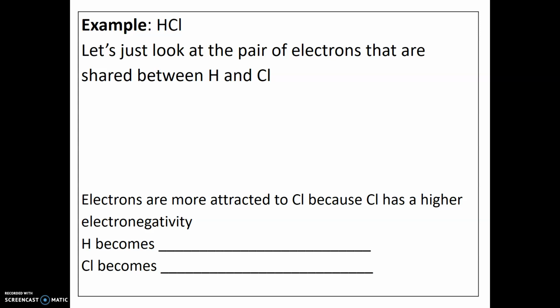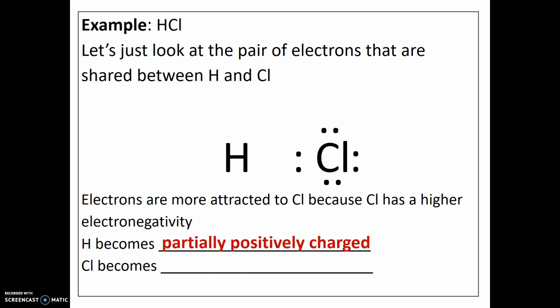So let's look at hydrogen and chlorine. We've got our hydrogen that's got 1 valence electron to donate, and we have chlorine that's going to be accepting 1 valence electron. Meaning our hydrogen becomes partially positive and our chlorine is becoming partially negative. So what do you think that means when it's partially positive and partially negative? I want you to think about that for a second.